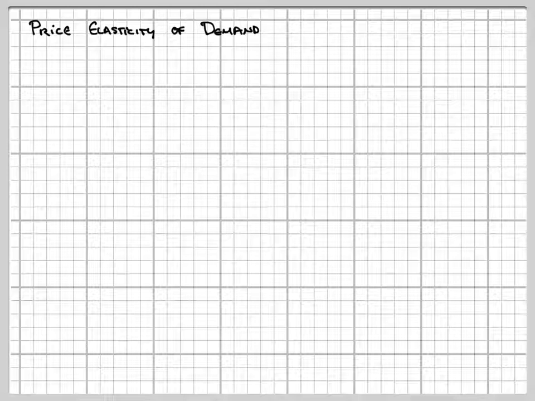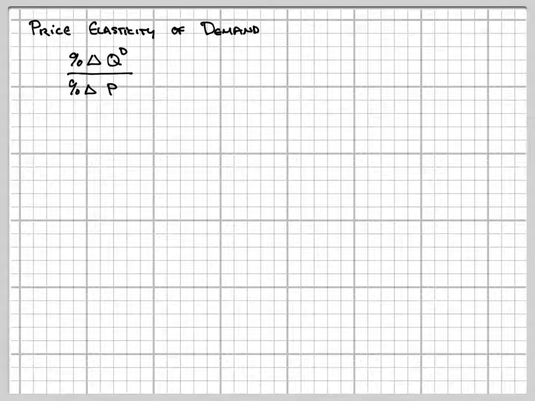So there are other elasticities of demand besides the price elasticity of demand. But if you recall, the price elasticity of demand was given by the percentage change in the quantity demanded divided by the percentage change in price, where we used this midpoint formula to find the percentage changes.